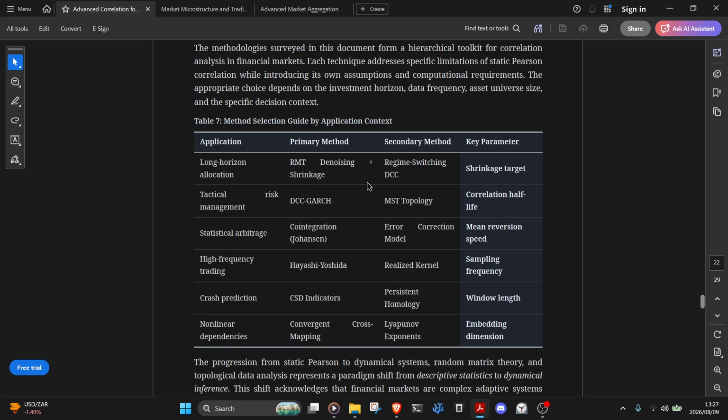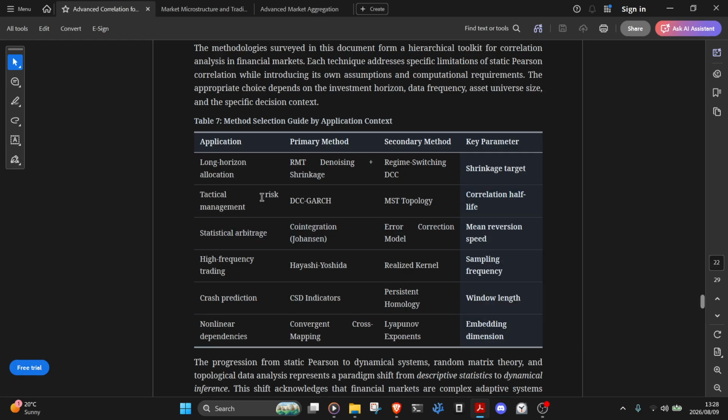Now here's a table with 4 columns that essentially is a method selection guide by application context. As you can see, for long horizon allocation, its primary method is RMT denoising plus shrinkage, which is random matrix theory denoising plus shrinkage. And the secondary method is regime switching DCC, and the key parameter is shrinkage target. Tactical risk management, primary method is DCC GARCH. Secondary method is minimum spanning tree topology. The key parameter is correlation half-life.